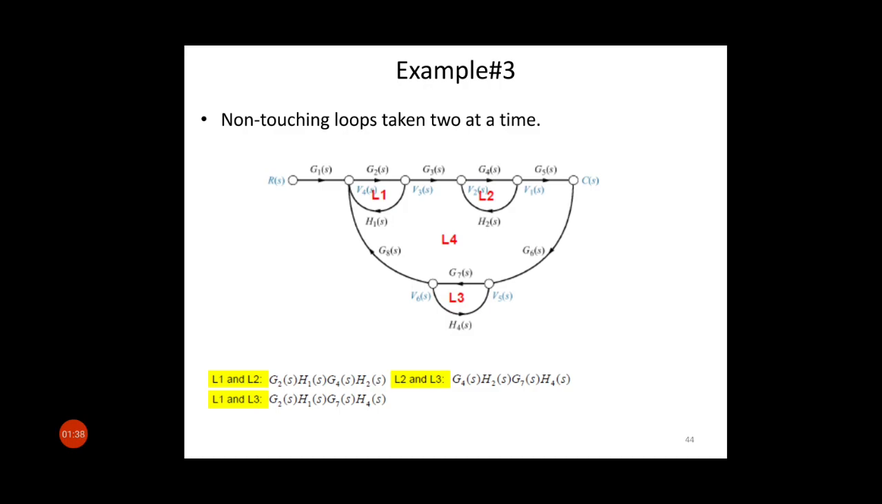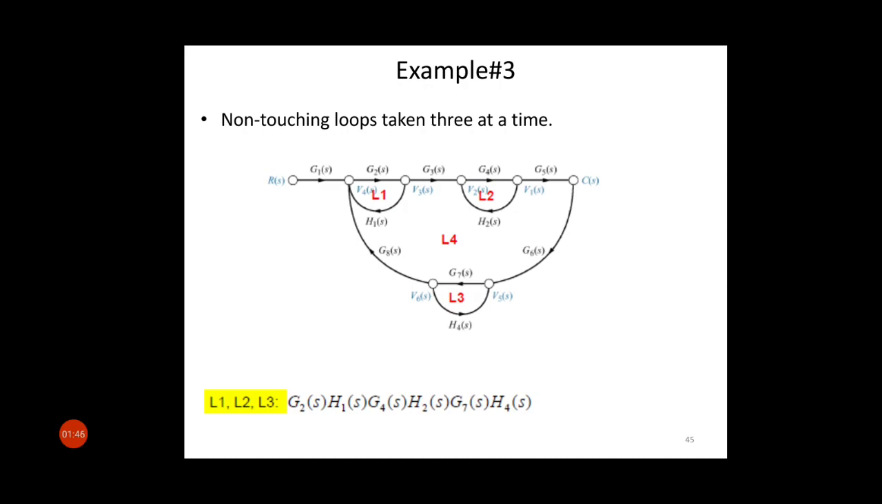Next, check whether any 3 non-touching loops are present in this signal flow graph. Yes, there are 3 non-touching loops. L1, L2 and L3 are non-touching. Here I have mentioned the loop gain, which means the product of the gains of these 3 loops.